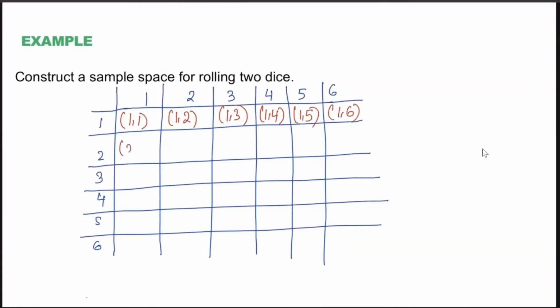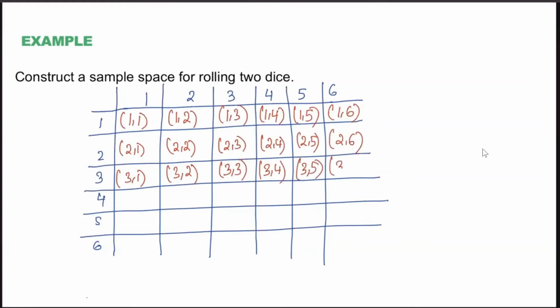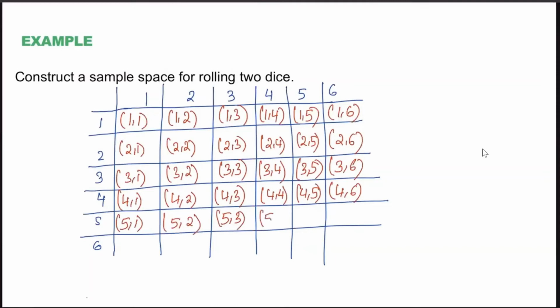Let's complete that table. 2, 1, 2, 2, 2, 3, 2, 4, 2, 5, 2, 6, 3, 1, 3, 2, 3, 3, 3, 4, 3 on the first, 5 on the second, 3 on the first, 6 on the second. 4, 1, 4, 2, 4, 3, 4, 4, 4, 5, 4, 6. Then we have 5, 1, 5, 2, 5, 3, 5, 4, 5, 5, 5, 6. And the last one, 6, 1, 6, 2, 6, 3, 6, 4, 6, 5, and 6, 6.